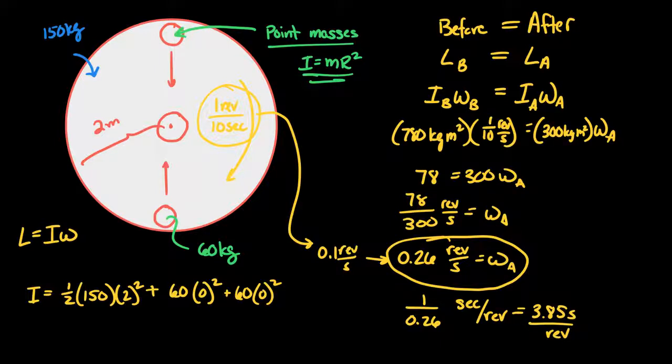So I'm going to say it again, and you should put this in your notes. The period of rotation is the inverse of the angular speed when it's in revolutions per second.